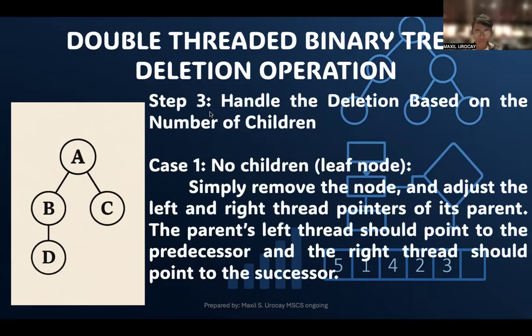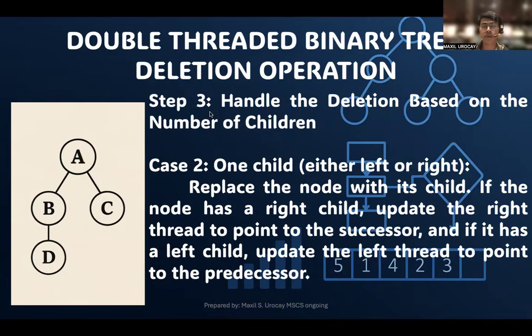And the next step, you have to handle the deletion based on the number of children. Case one, no children, simply a leaf node. Simply remove the node and adjust the left and right thread pointers of its parent. The parent's left thread should point to the predecessor and the right thread should point to the successor. So it is really simple, but of course you will still work with in-order traversal afterwards.